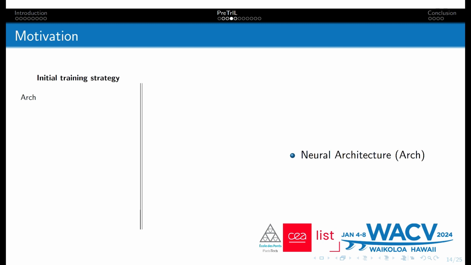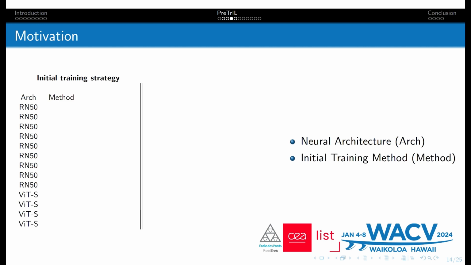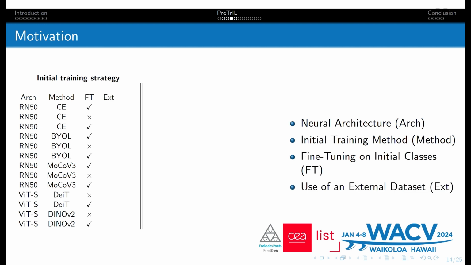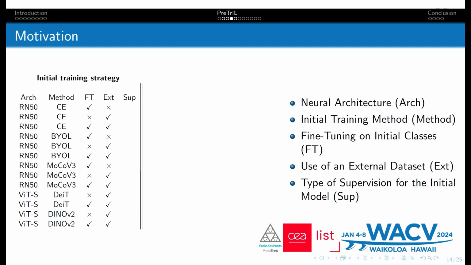We took 2 different neural architectures. The first one is a convolutional network, a ResNet 50, and the second one is a transformer. We initialized our method with different training, such as cross-entropy, BYOL, MoCoV3, DeiT, and DINOv2. We fine-tune on initial classes in some cases, not in others. In some cases, we use an external dataset, otherwise not. And we supervised it using self-supervised learning and supervised learning.